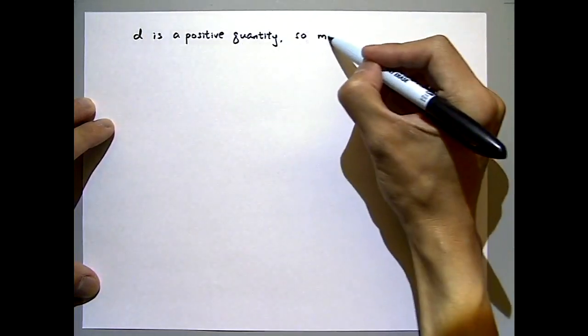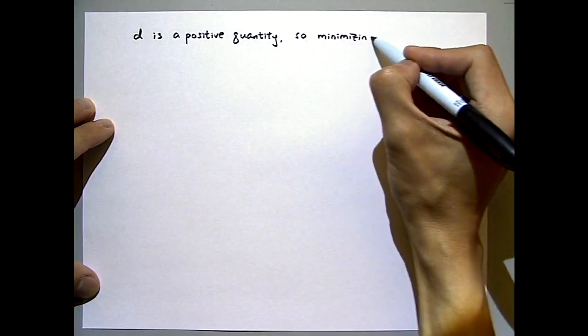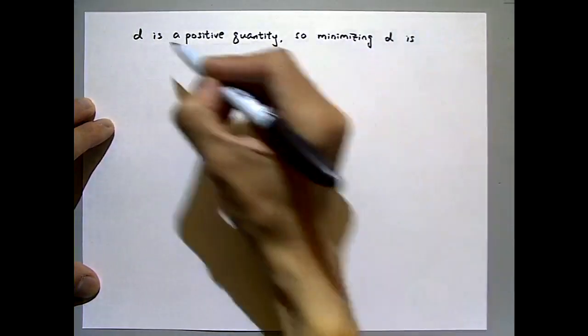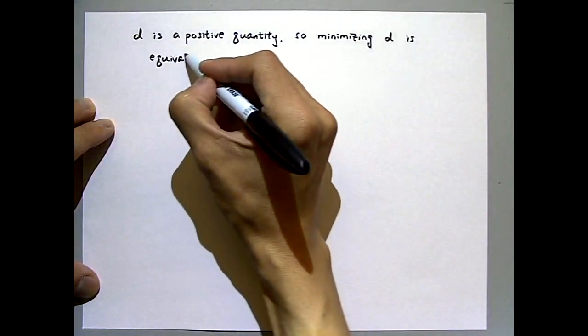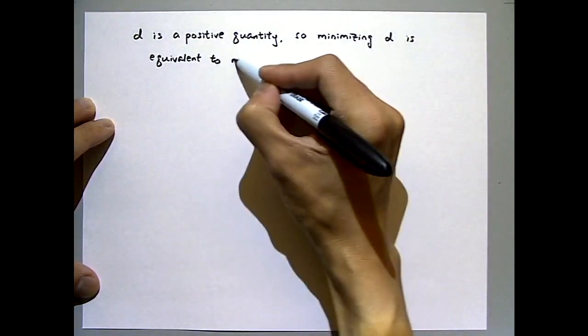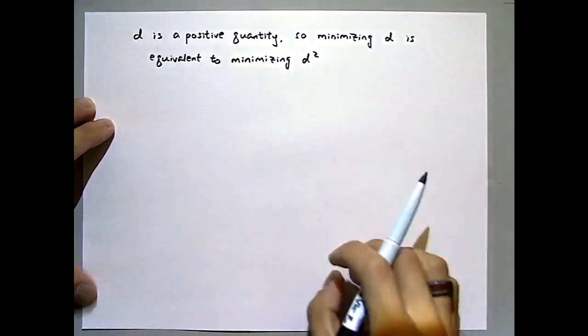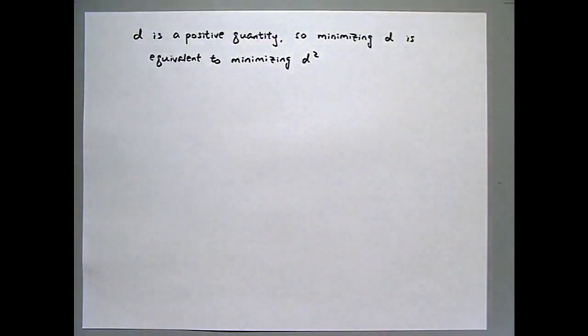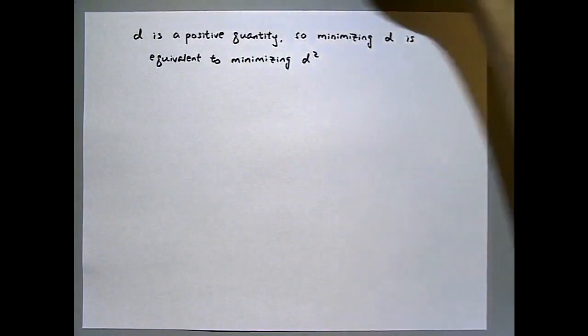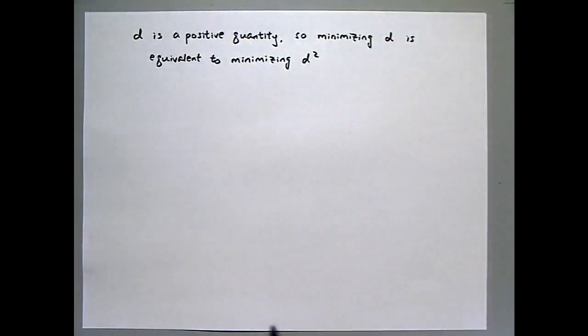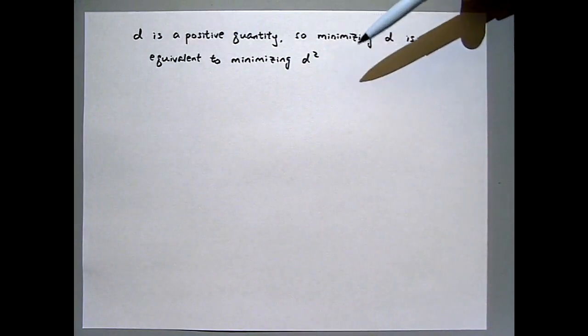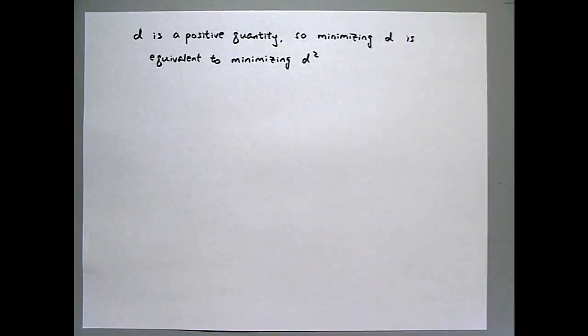So that means minimizing d is equivalent to minimizing d squared, right? Because if d is positive, d squared will also be positive. So whatever can make d as small as you can, a positive quantity, it's also going to make d squared as small as it can. So instead of working with d with the square root, we're going to work with d squared. Get rid of that square root, and things will be a little bit easier than dealing with d.